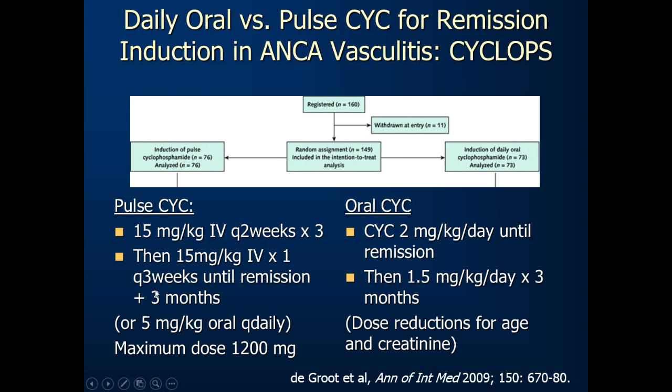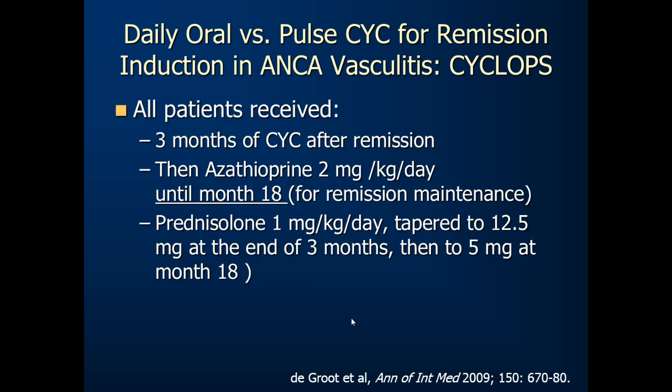After this first 6 weeks, the investigators also had the option of just switching to oral completely. And the maximum dose that patients could get was 1,200 milligrams. So they tried to dose limit. So in the oral cyclophosphamide group, patients would receive 2 mg per kg per day until they achieved remission, and then 1.5 milligrams per kilogram per day for 3 months. And they would reduce the dose for all of these based on age and creatinine. So all the patients received 3 months of cyclophosphamide after achieving remission, whether that was oral or IV.